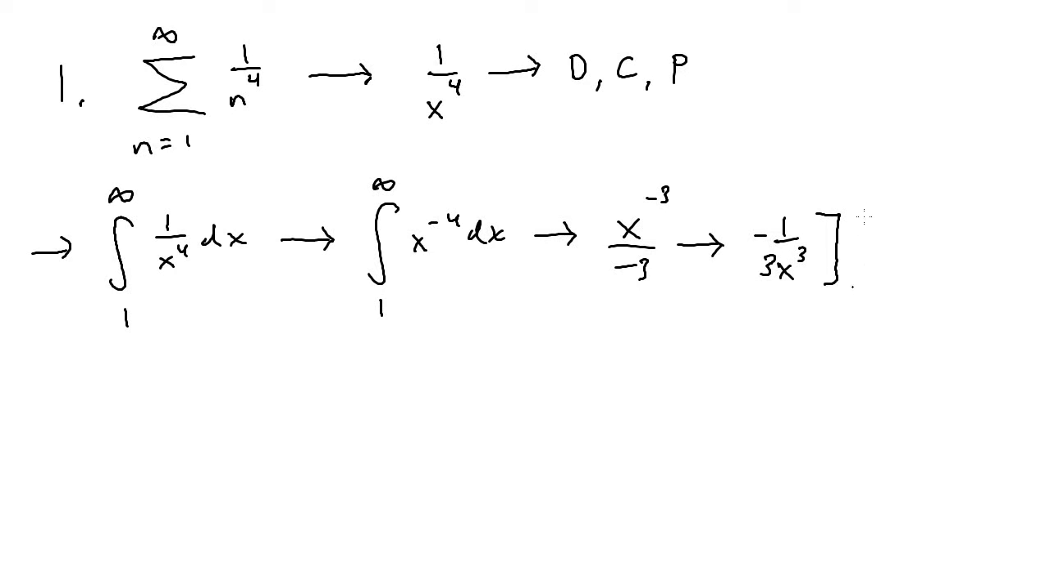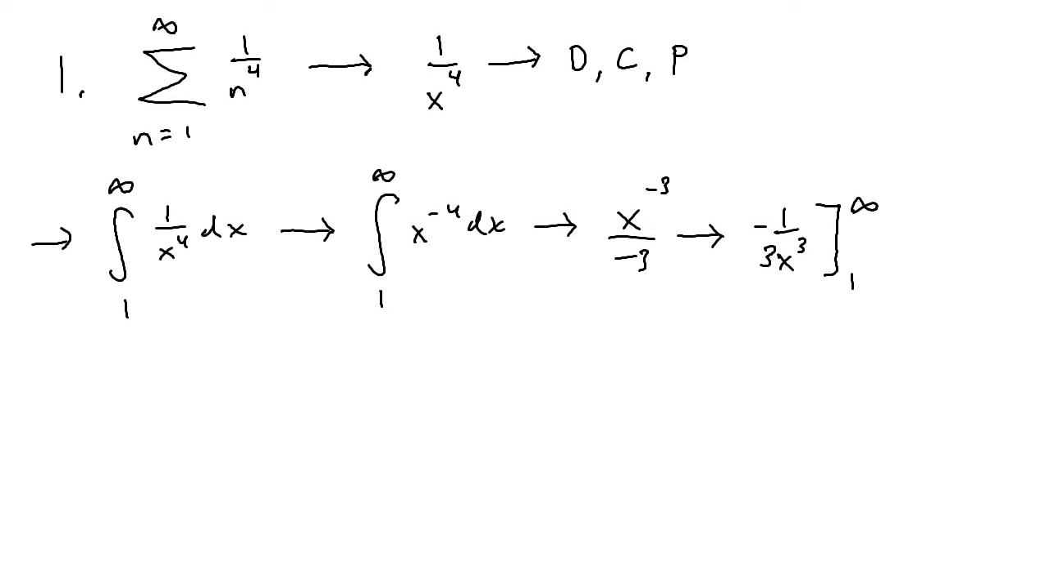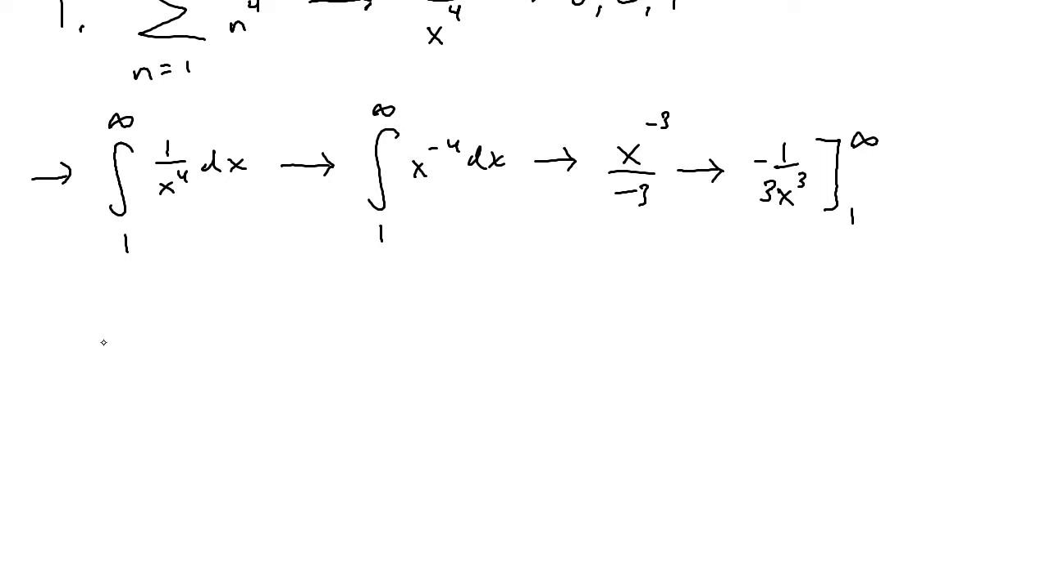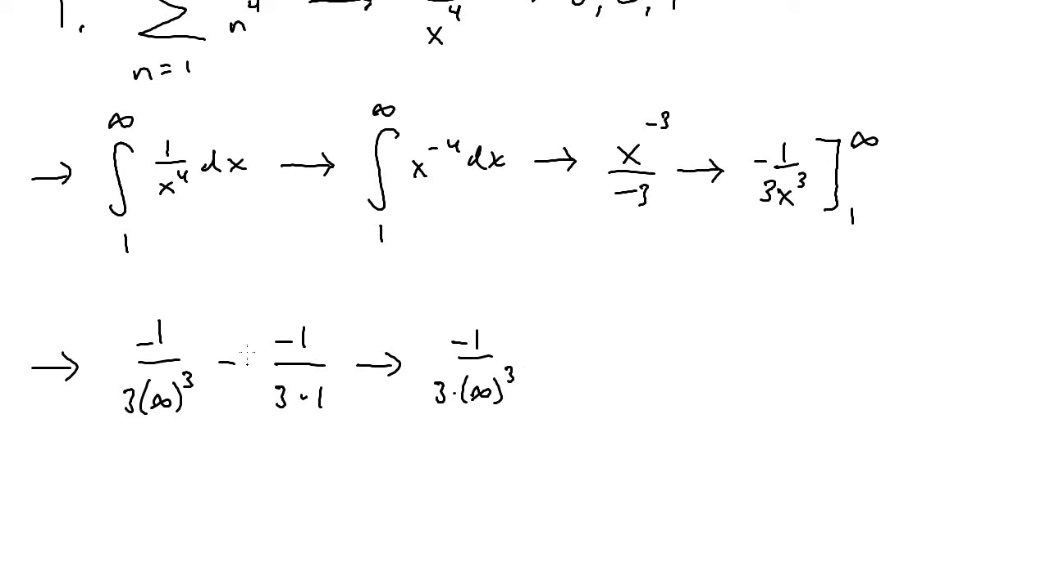And we're going from the interval 1 to infinity. Now since this is an improper integral and you have infinity as one of your bounds, you can use limit notation, but I'm just going to skip that and plug in infinity. To evaluate this, we have negative 1 over 3 times infinity cubed, minus, when I plug in the bottom bound 1, negative 1 over 3 times 1 cubed, which is just negative 1 over 3. The negatives will cancel, so we'll get plus 1 over 3.